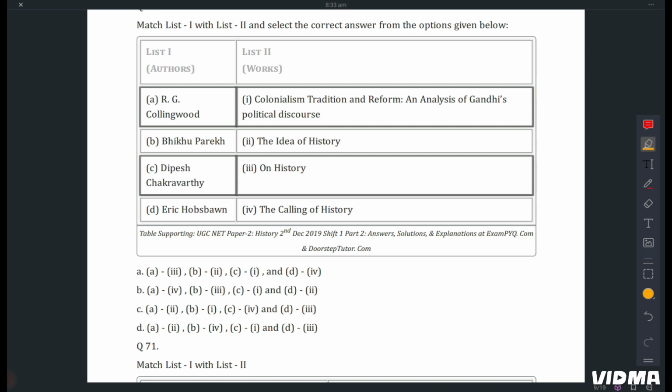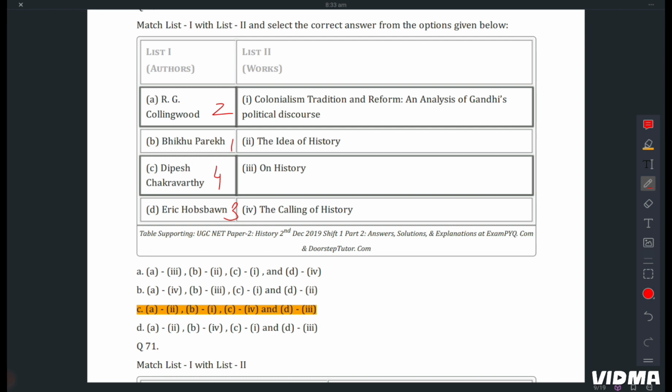So the correct answer is option C. Okay, R.G. Collingwood, The Idea of History. Bhikhu Parekh, Colonialism, Tradition and Reform, Analysis of Gandhi's Political Discourse. Dipesh Chakrabarty, The Calling of History, and Eric Hobsbawm, On History. Okay.